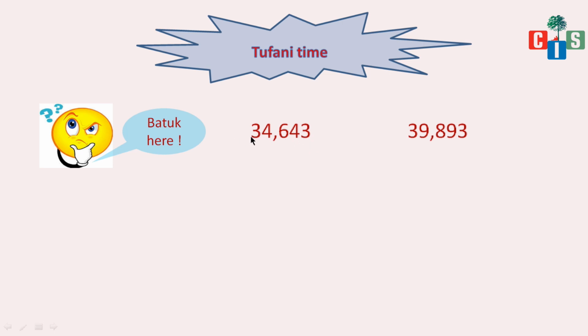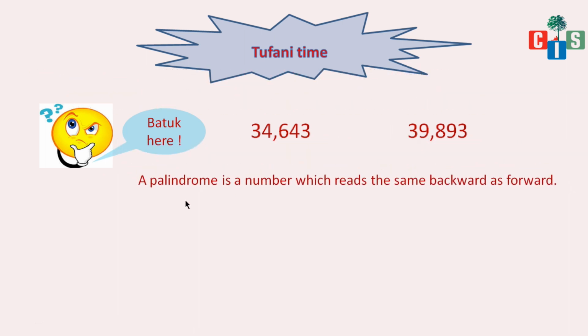34643, the same number, 39893, the same number. So these two numbers are known as palindrome. A palindrome is a number which reads the same backwards and forward. Clear?